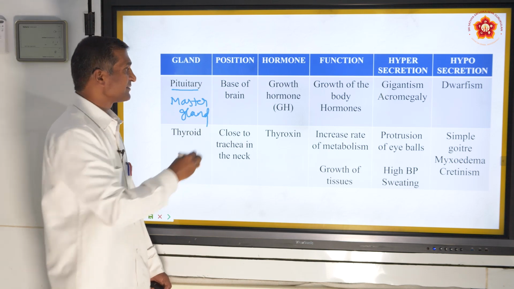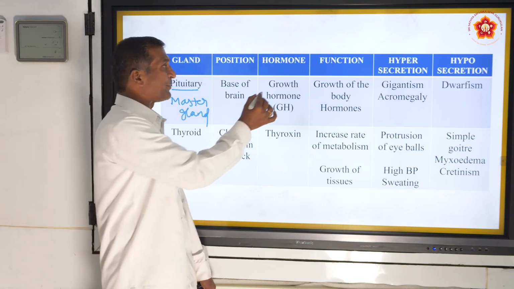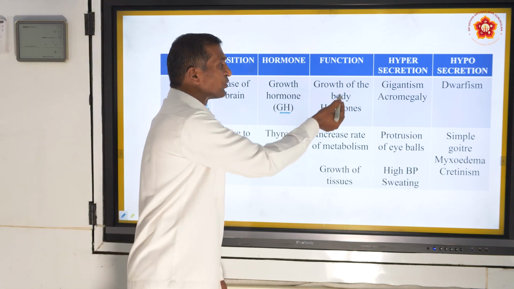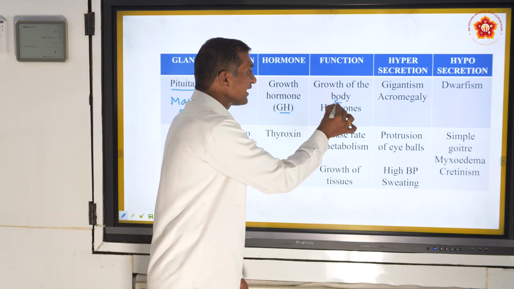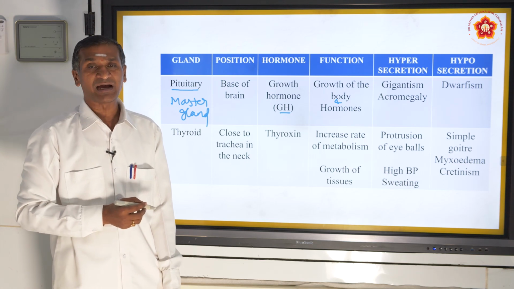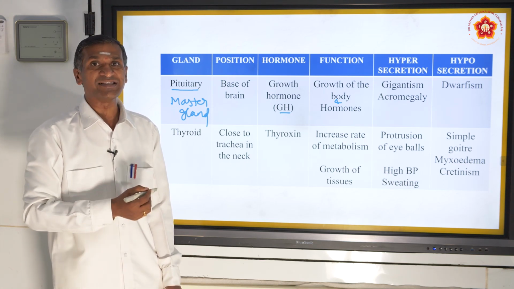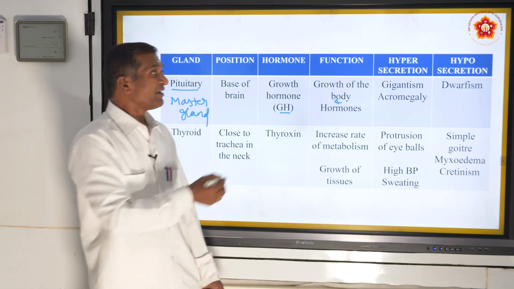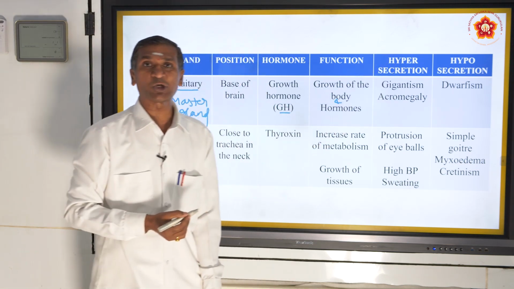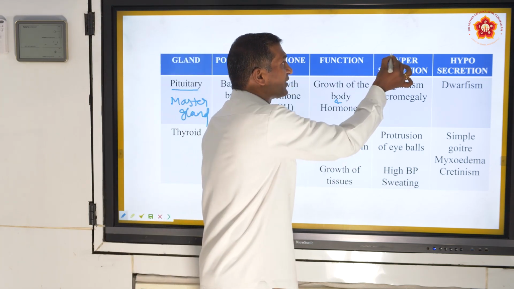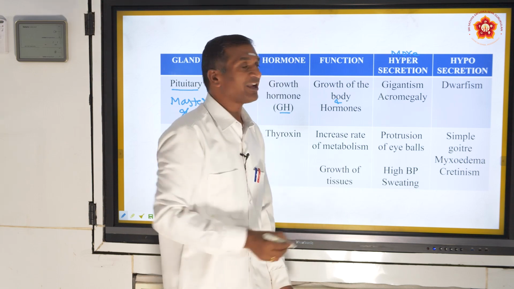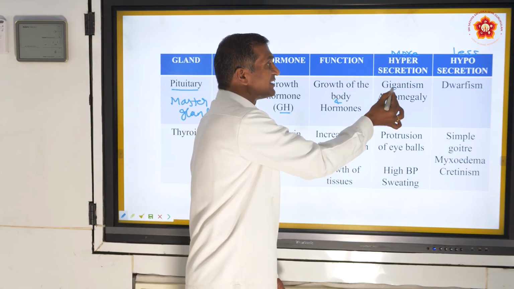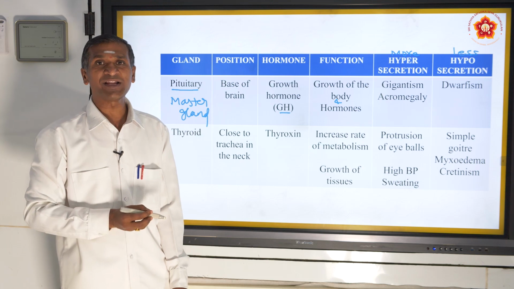A pea-shaped gland located at the base of the brain. It produces a hormone called GH, growth hormone. Its function is growth of the body and it also helps other glands to produce hormones. Which gland? Pituitary gland. If the pituitary hormone, that is the growth hormone, is hypersecreted, hyper, more, hypo, less. So if it is more secreted, gigantism. In Kannada you call it Daityate.